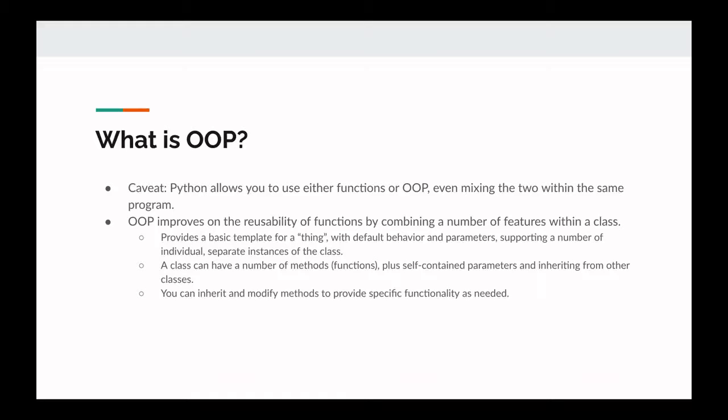A class can have a number of methods, and get used to that term, methods. A method is nothing more than a function wrapped within a class. So if I say method, just recognize that I'm talking about functions. There's also self-contained parameters. So those are basically going to be variables that are tied just to that class. And then you also have the ability of inheriting properties and functionality from other classes as well.